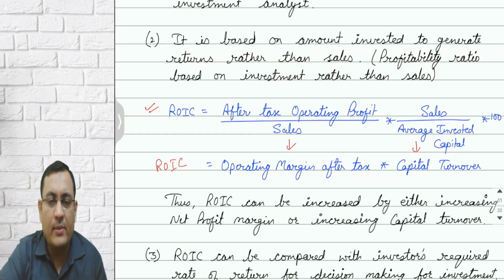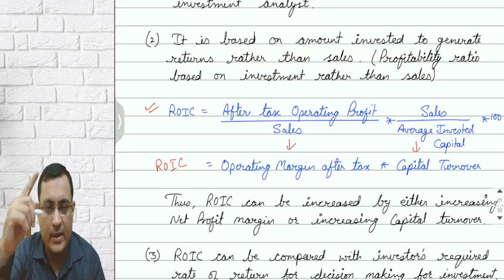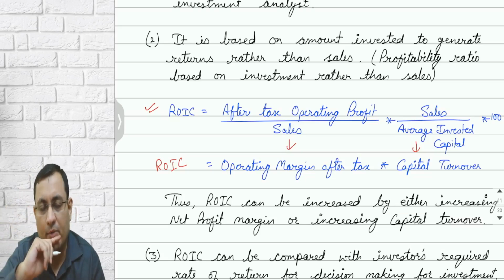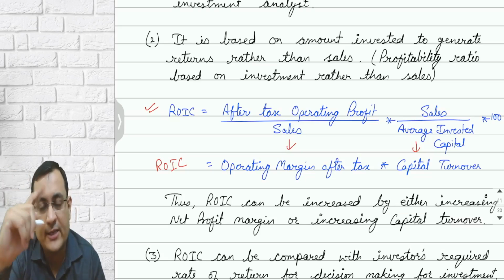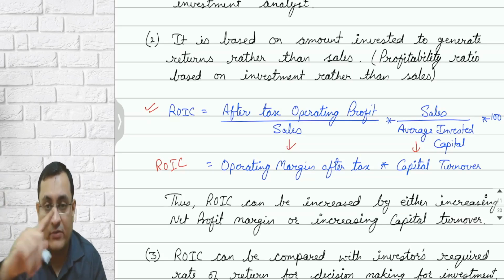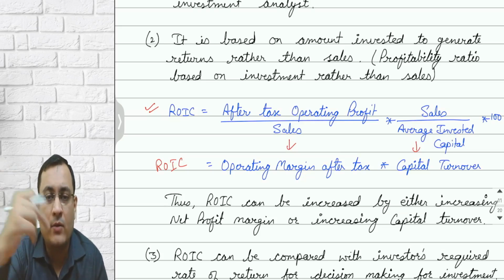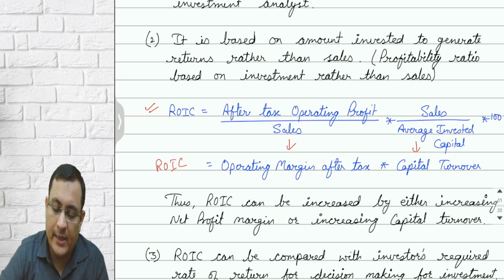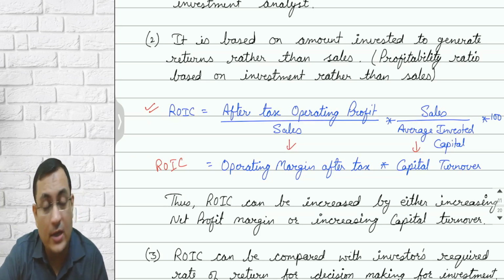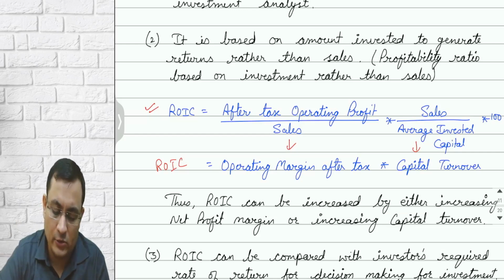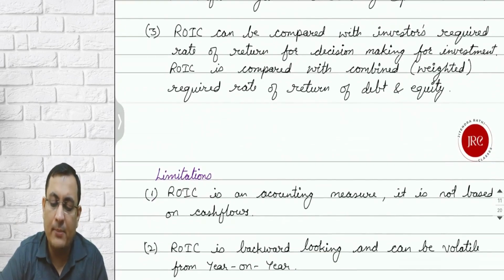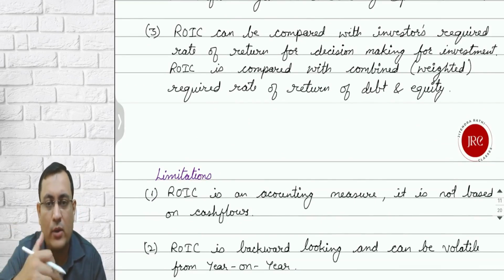Either increase your operating margin by reducing the expenses, automatically sales less expenses is your operating profit. So if your expenses are reducing or taxes are reducing, your after-tax operating margin will increase. Or increase the capital turnover, for the same capital employed, increase the turnover of the company. So by increasing either of these two ratios, you can increase ROIC. ROIC can be compared with the investor required rate, which we have already done, and we have taken a decision that since the required rate is more than the ROIC, you should not invest.